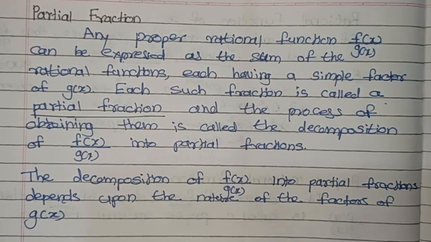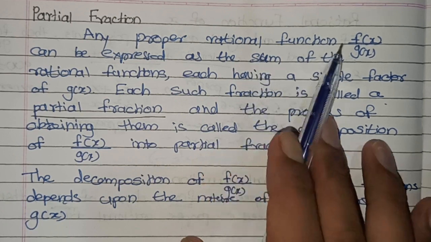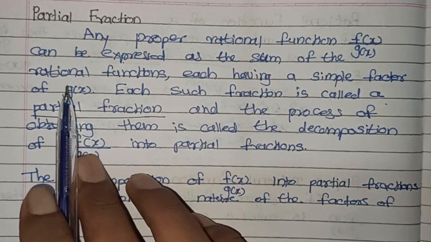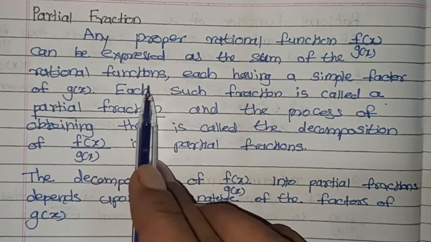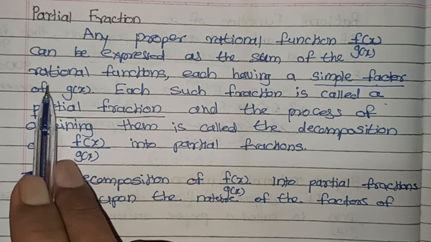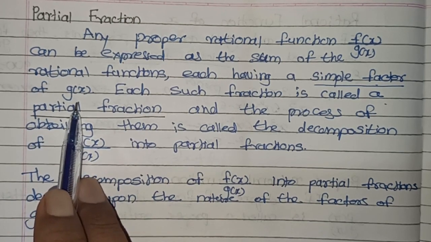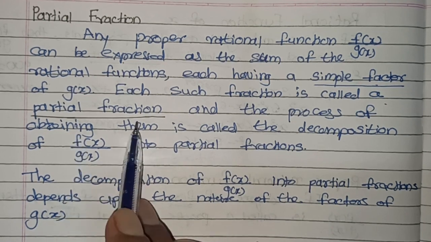Then the next topic is partial fractions. Any proper rational function f of x upon g of x can be expressed as the sum of rational functions, each having a simple factor of g of x, and each such fraction is called a partial fraction.